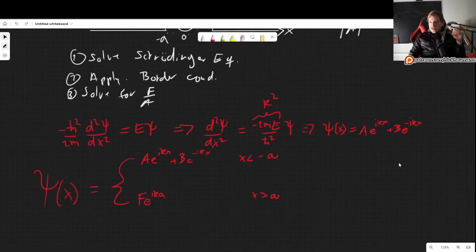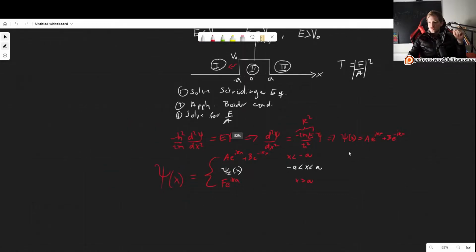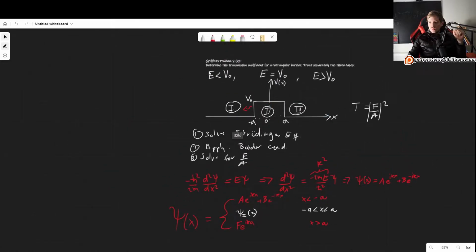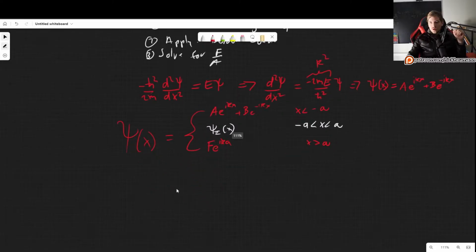Okay? And finally, we need a wave function for region 2. However, there are three cases for the region between minus a and a. So for that reason, we will have to go look at each one of them separately. So let's begin with case number 1, E smaller than V0.